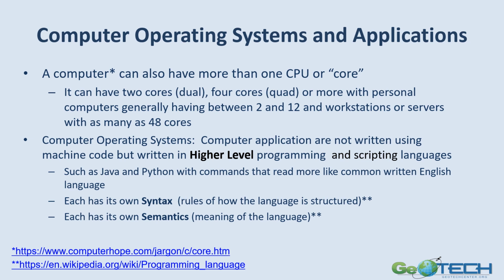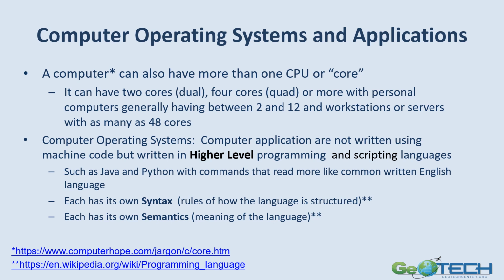Well, a computer can have more than one CPU. Our little graphic just shows one, but it is the core. It can actually have 2 cores, being dual, or 4 cores, or quads, and most personal computers now have between 2 and 12. Workstations or servers may have as many as 48 and could be more in the future.